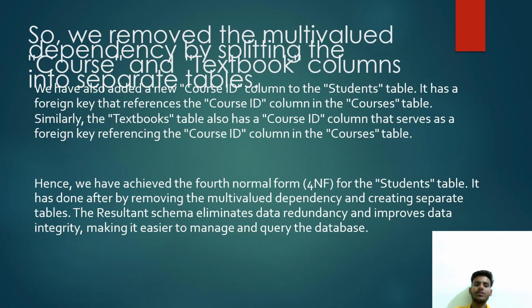Now we remove the multivalue dependency by splitting the course and textbook into separate tables. We have added a new course ID column to the student table. It has to be a foreign key that refers to the course ID column in the course table. Hence we have achieved the fourth normal form, 4NF, for the student table by removing the multivalue dependency and creating a separate table. The resultant schema eliminates data redundancy, improves data integrity, and makes it easier to manage and query the database.